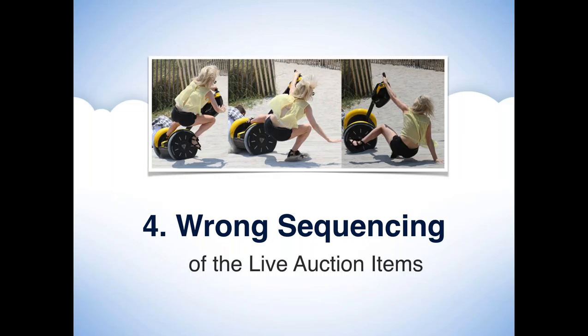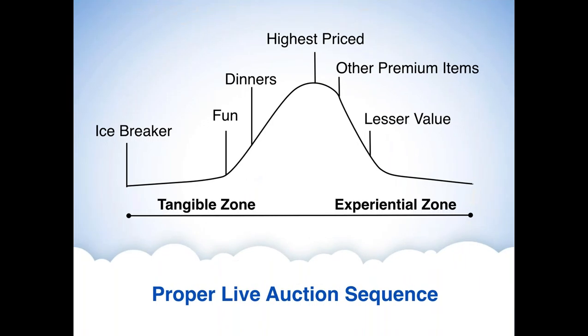Does it make a difference what order you place your live auction items in? Absolutely. And the simplest way and the most effective way to lay out your live auction is to draw a bell curve. Let's start over on the left side in what we call our tangible zone. And you see icebreaker there. Now, an icebreaker item is an auction item that I personally like to use to get the crowd's attention, to give them a little taste of what they can expect later on in the evening once the full-blown auction gets underway. I like to do the icebreaker item as soon as the crowd has been seated, even before we do the speeches or anything else on that agenda.